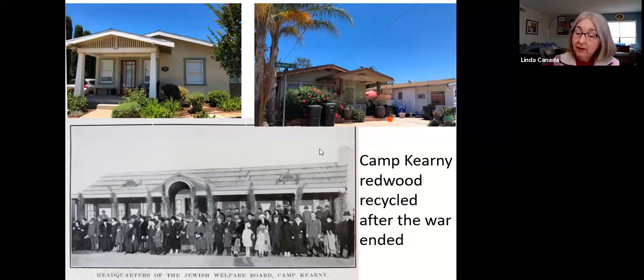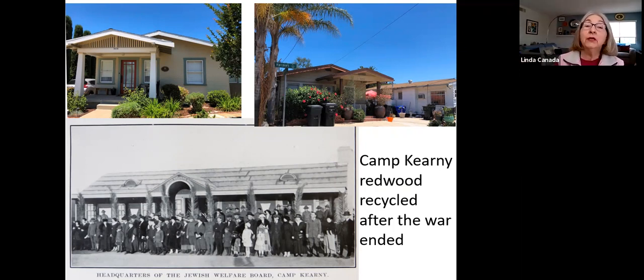Now, when you have a camp that has been demobilized, you have to do something with all of the buildings and all the materials that were there. And so the word went out that one could, if one had the ability to transport the materials, cherry pick the redwood in particular, because it's a very durable wood and it was quite valuable. And so redwood from Camp Kearney gradually made its way down into neighborhoods of San Diego.